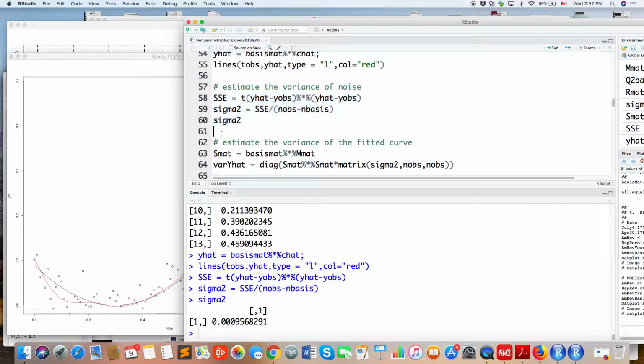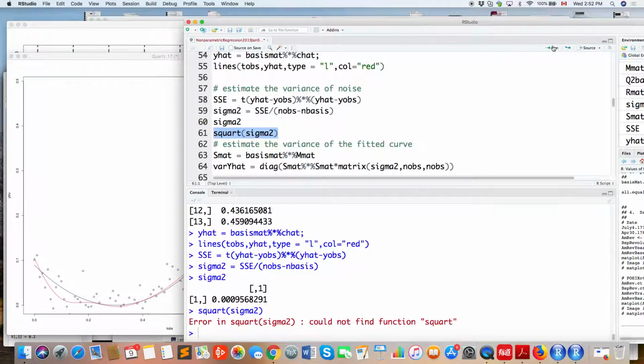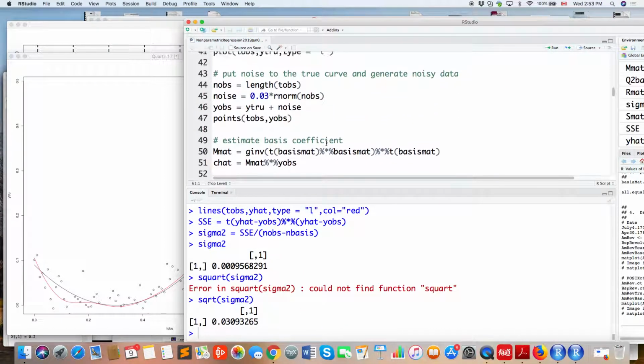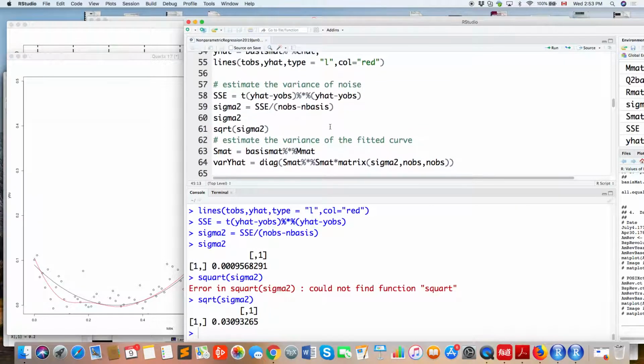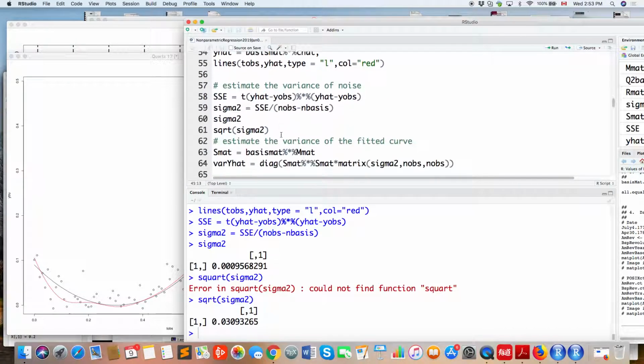So if we take the square root of the estimated sigma square, sqrt, right? Okay. Let me see what sigma I used. I used a standard deviation of 0.03, so it's pretty close, right? Yes. Okay.